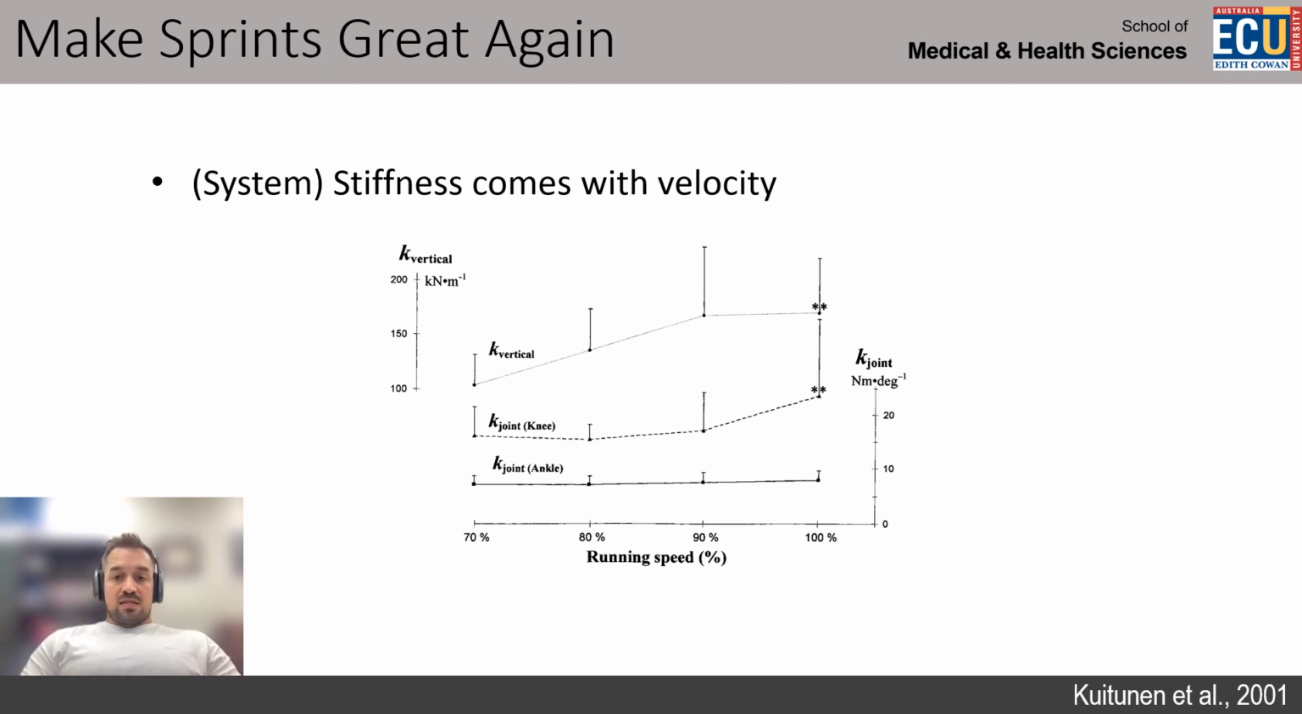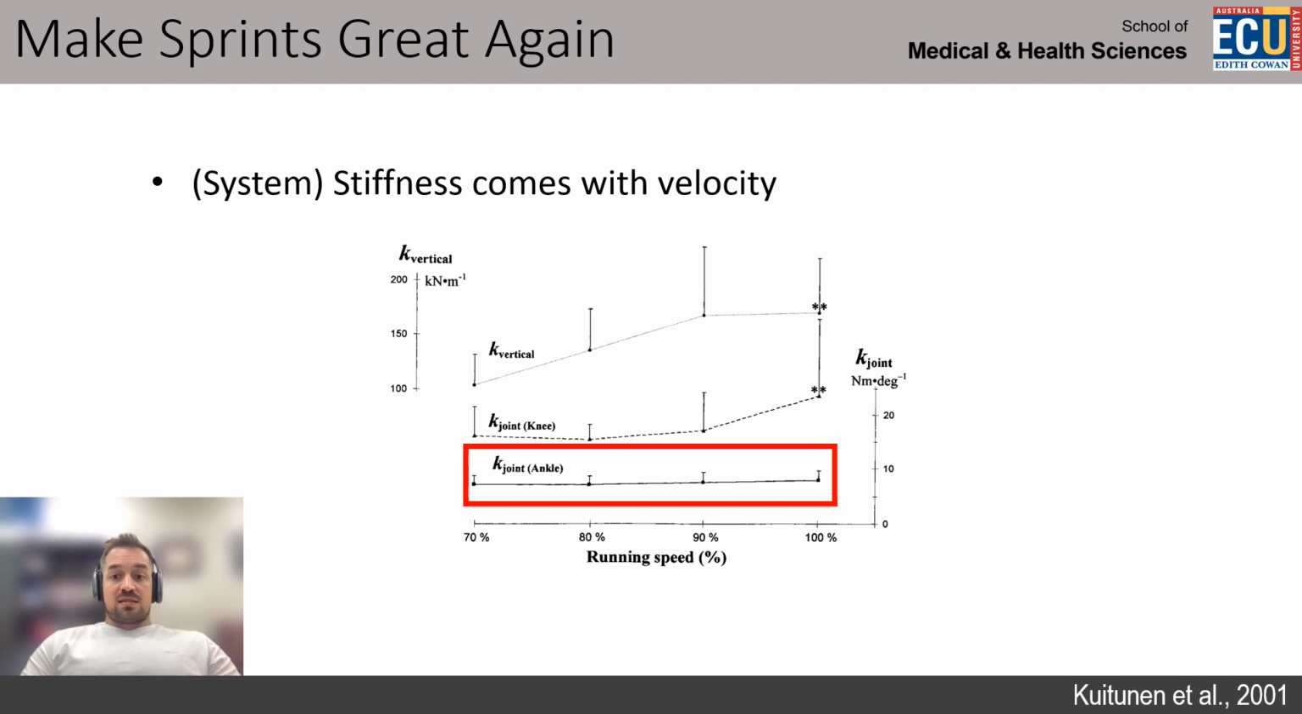To start with, stiffness was calculated by dividing the change in force by the change in length, or in this example, your average joint stiffness is the change in joint moment divided by the change in joint angle during this ground contact time. So the first thing that is of interest is the lack of change in ankle stiffness across all speeds. So even during sub-maximum speeds, the ankle is relatively constant in what it's doing.